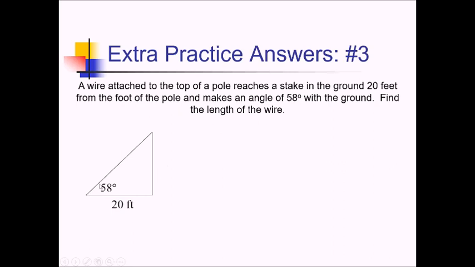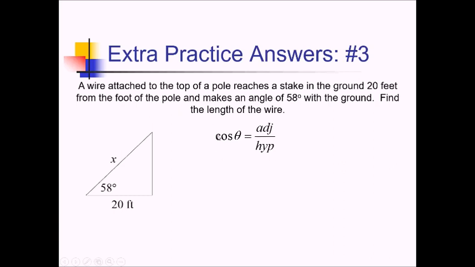Well, the wire is this hypotenuse here going from the stake to the pole. So that's x right there. So we're just finding x. Okay, well, we're looking for the hypotenuse. We have the non-hypotenuse leg of the angle, which is the adjacent side. Adjacent, hypotenuse, that's the CAH part of SOHCAHTOA. So we need cosine. Cosine of theta equals adjacent over hypotenuse.